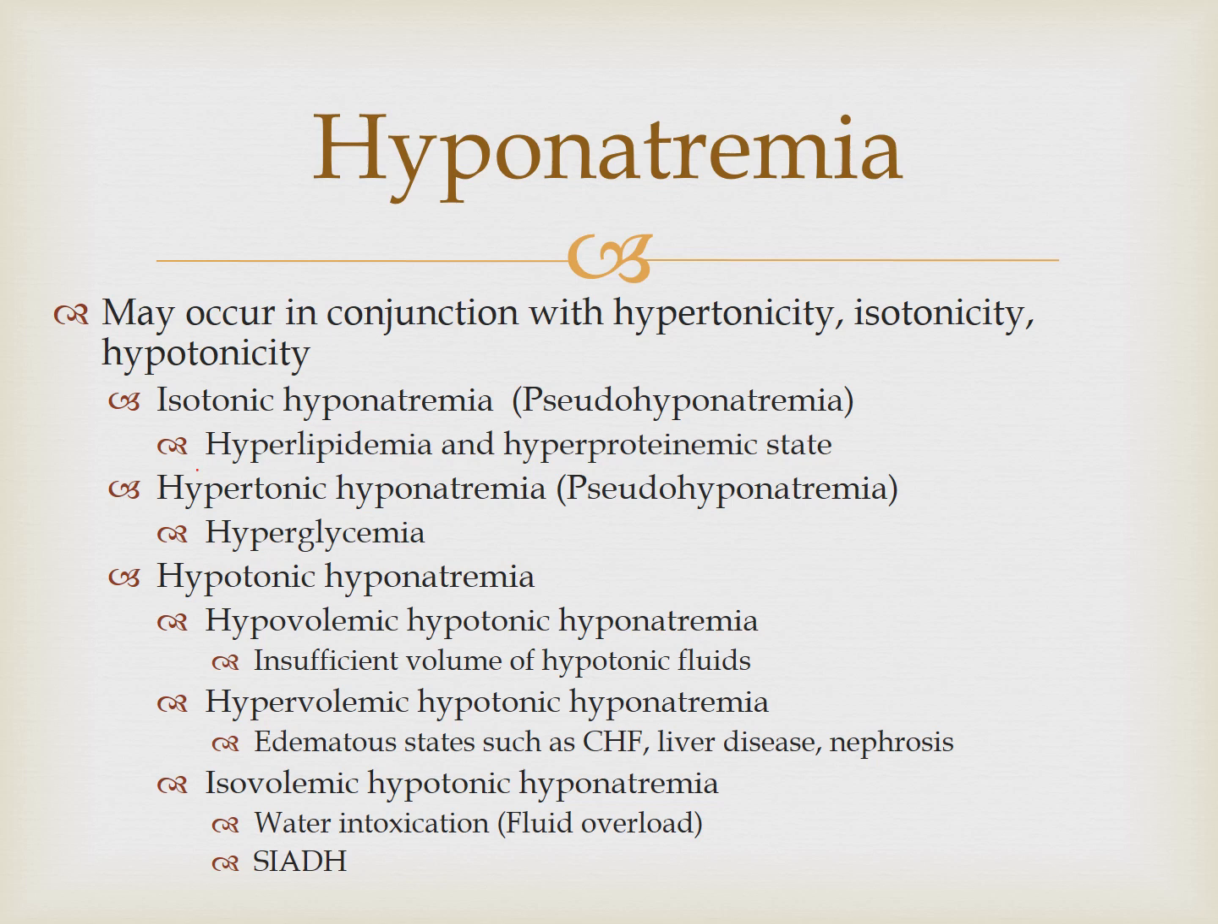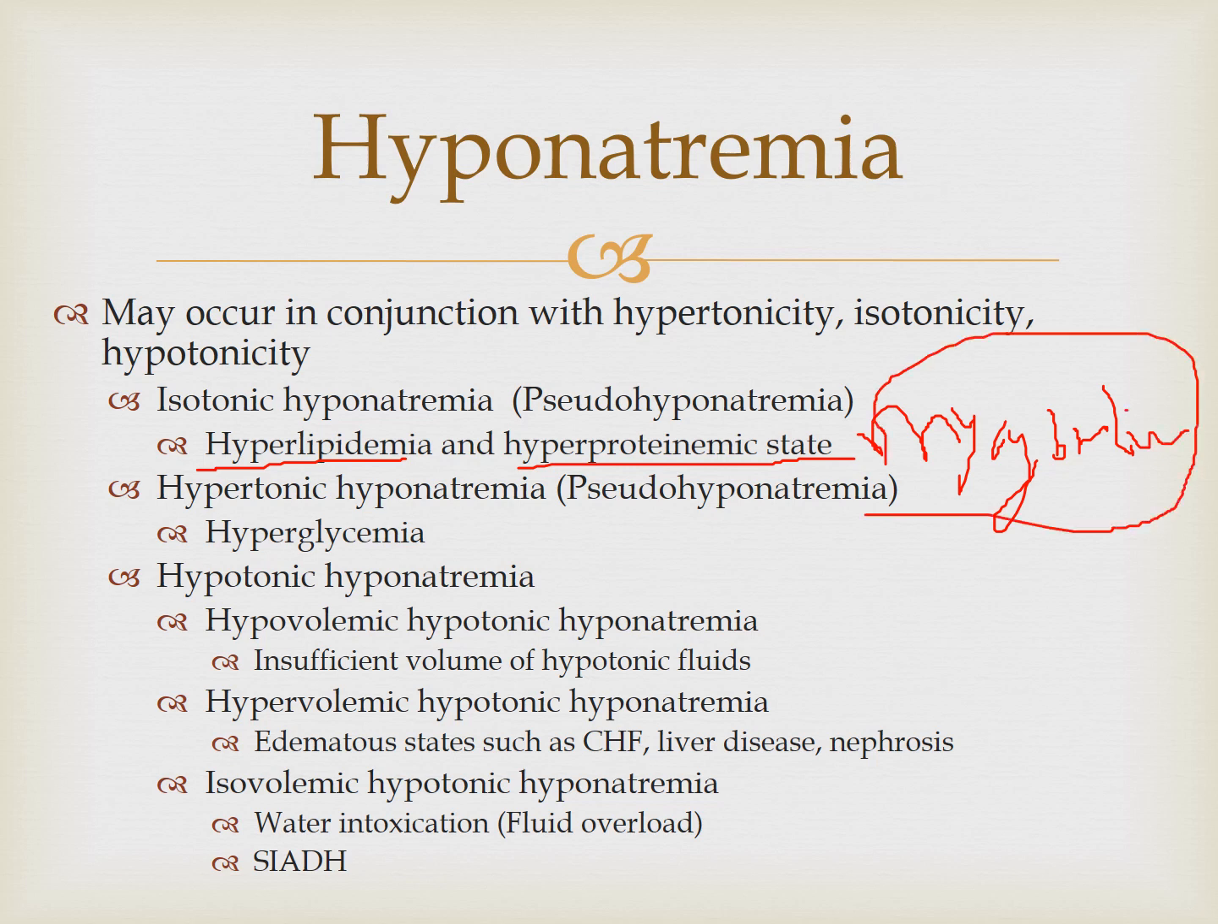This is very high yield: hyperlipidemia and hyperproteinemic state. Myoglobin, for example, can cause that. Somebody with myeloma can have that as well. Any other hyperproteinemic state can cause pseudohyponatremia. Now, hypertonic hyponatremia. This is another one that's pseudohyponatremia, but it's hypertonic, hyperglycemia. A lot of DKA patients that you might see on medicine rounds are hyponatremic, but you have to calculate their corrected sodium and decide what type of fluids to put them on.